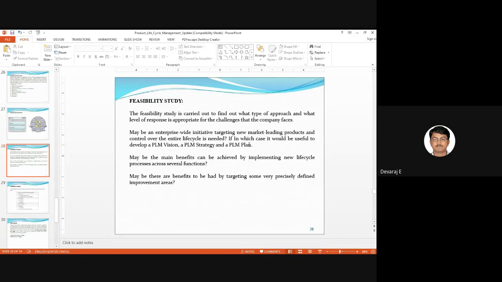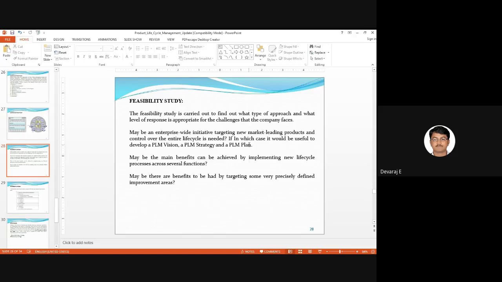Okay, if you know what the feasibility study is, then we can convert our feasibility study into the vision of the PLM, the strategies of the PLM, as well as the plan of the PLM. I think everyone has understood, right? Yes, sir. So this feasibility study will give the output for PLM vision, PLM strategies, and PLM plan. So today we will be seeing about PLM strategy.